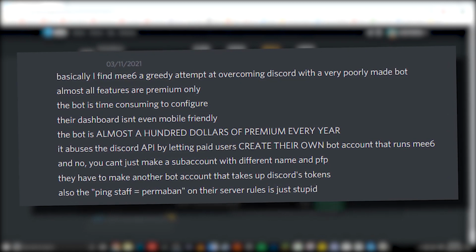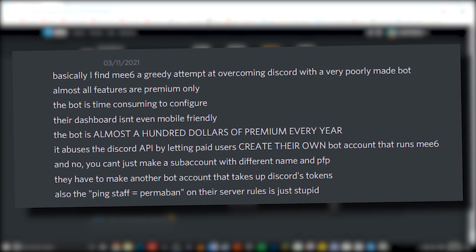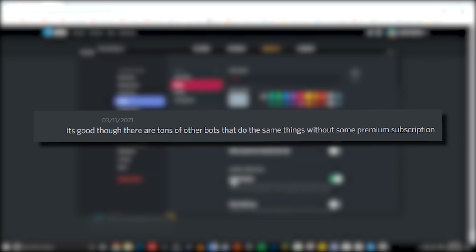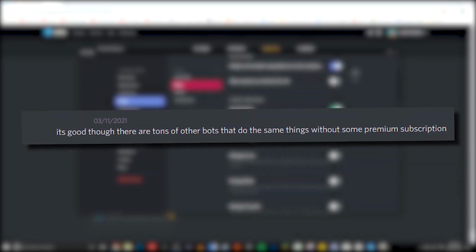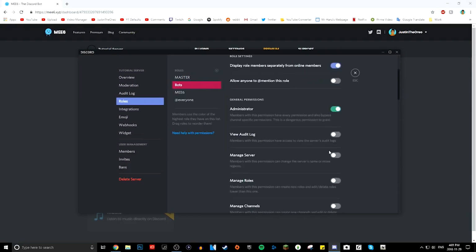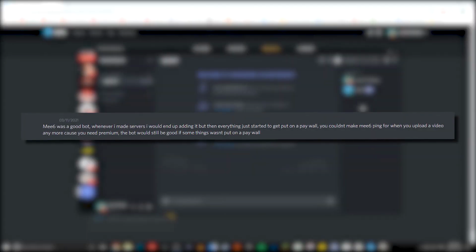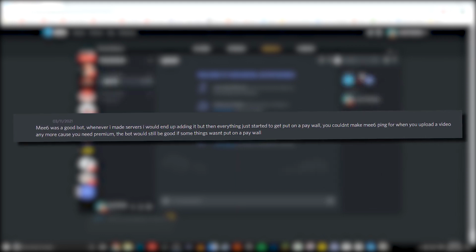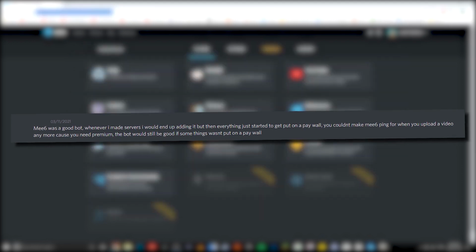Also, "ping staff equals permaban" on their server rules is just stupid. Another one I know said this: it's good, though there are tons of other bots that do the same things without some premium subscription. A friend of mine said this: Mee6 was a good bot, whenever I made servers I would end up adding it, but when everything just started to get put on a paywall, you couldn't make Mee6 post a notification when you upload a new video anymore because you need premium.